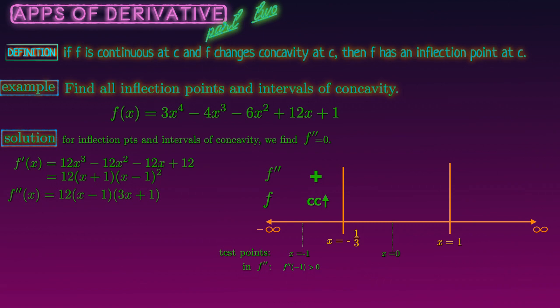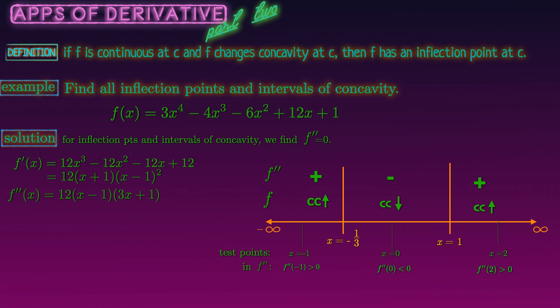Second test point, x equals 0. If we plug that into the second derivative, we get a negative. So we're concave down. x equals 2 for the next interval, and that is going to be positive. So we're concave up.